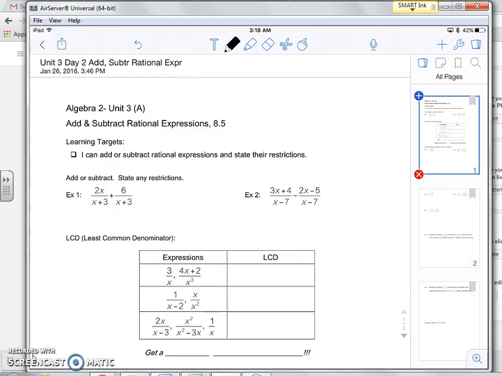Alright, we're going to look at Algebra 2, Unit 3, adding and subtracting rational expressions. Adding and subtracting rational expressions is very similar to just adding and subtracting regular fractions. The concept is the same. We need a common denominator, and once we have a common denominator, we'll just add or subtract the numerators. This may go a little fast, so you may need to pause if I get ahead of you a little bit. So let's go ahead and look at this example 1.